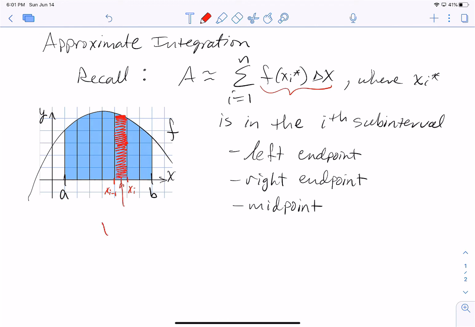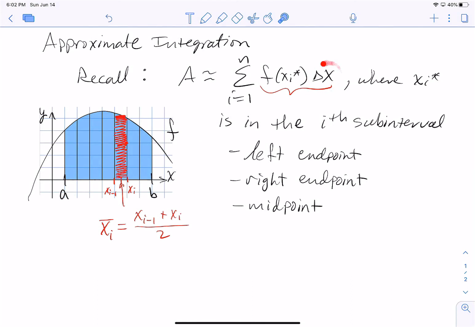Using the midpoint, instead of x sub i star, we can call it x sub i bar. And it represents the average of the x values. And so it's x sub i minus 1 plus x sub i divided by 2. And the idea is that the output associated with that particular input gives us the function height.